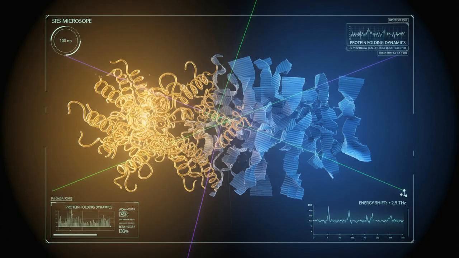Now here is the magical part of label-free imaging. SRS microscopy can actually detect a distinct blue shift, a shift of approximately 10 inverse centimeters in the amide I spectrum that occurs precisely when proteins transition from flexible alpha helices to rigid, toxic beta sheets.